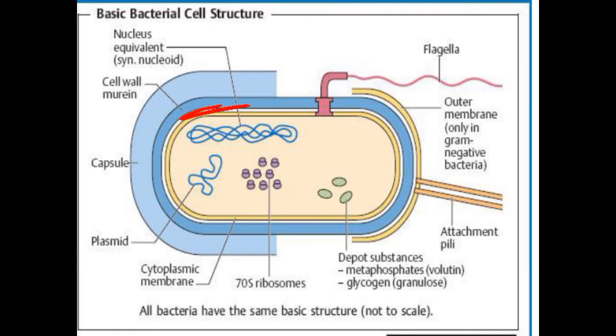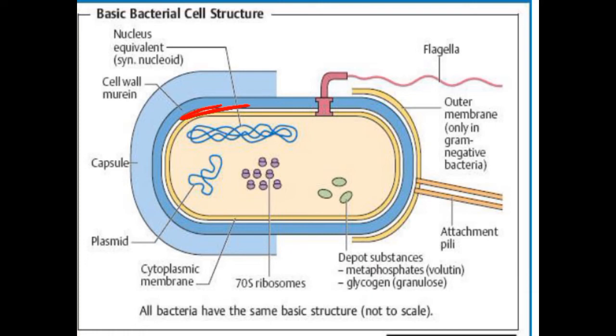What is the function of this peptidoglycan? Peptidoglycan maintains the shape of bacteria. It provides rigid support so that the bacteria maintain their shape. It also protects against osmotic pressure so that bacteria can survive in a resistant environment. And it is one of the major sites of action of many antibiotics, for example penicillin and cephalosporins.